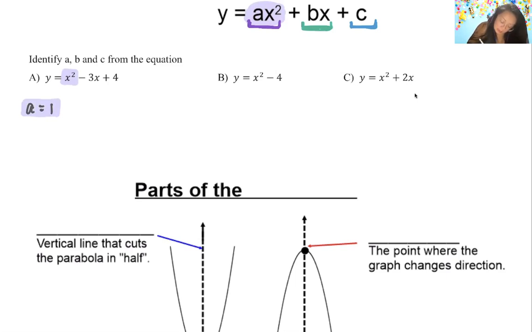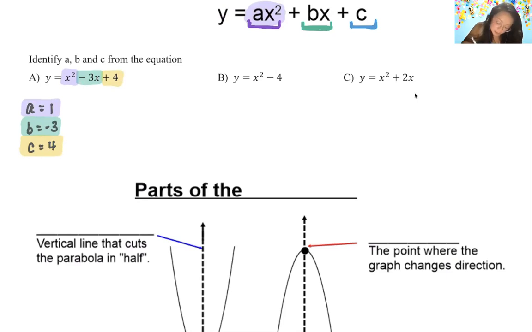Okay, b is the number that is with our x, and be careful here because we have to take the sign with it. So b is going to be -3. And then c is the number that is by itself. And in this case, we have a +4. So this was one of the easier ones, right? Because we have it already written in standard form. It's in order. We're just looking for the coefficients. Now, b and c are a little bit more complicated, but let's see if we can do them.